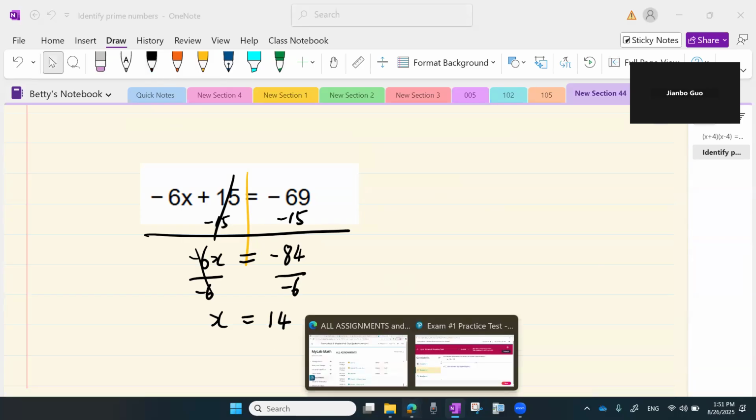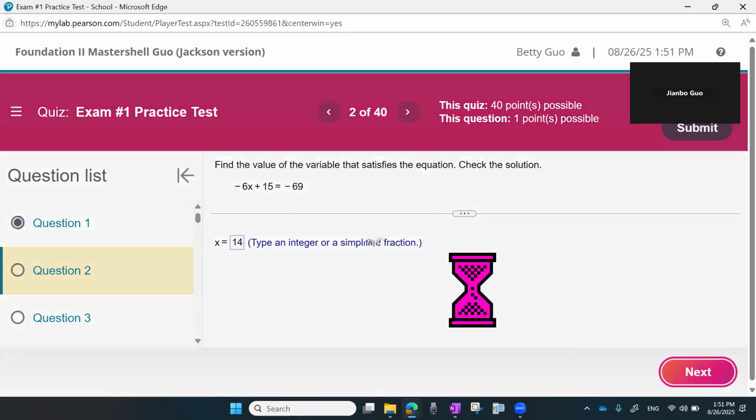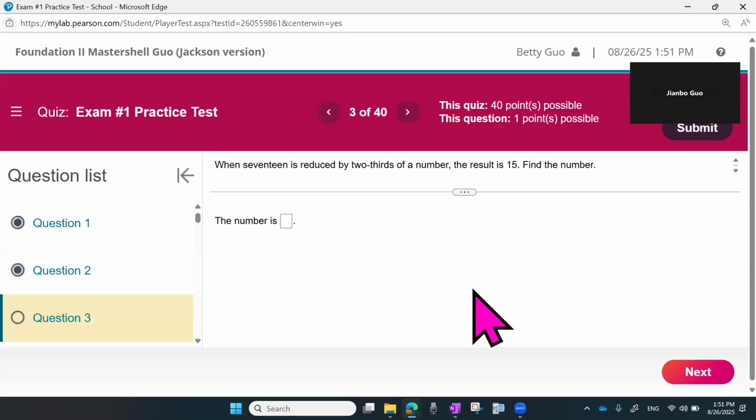Let's go back. You should always plug in to the original equation to see if you end up with an identity, a true statement. So you can use your calculator, multiply negative 6 with 14, and add 15 to see if you have negative 69. I strongly recommend that you always do so. Check your answer. Next problem.